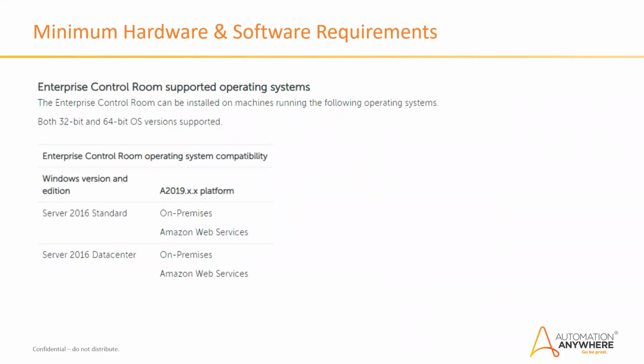The operating systems that are supported, in a nutshell, both 32-bit and 64-bit operating systems are supported. It works on premises, it works on AWS, it works on Azure. So if you're looking for any of the public clouds to install it there on an infrastructure as a service piece, then more than happy for you to do so. Server 2016 Standard and Datacenter are the minimum that is required from an operating system point of view.